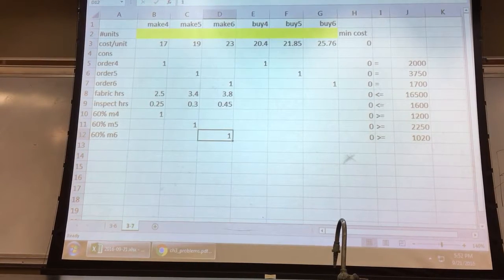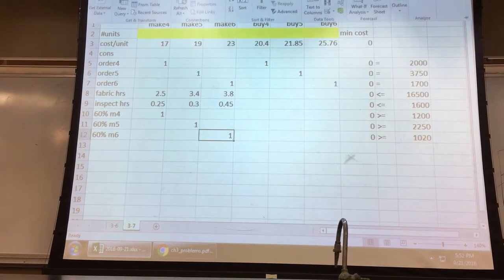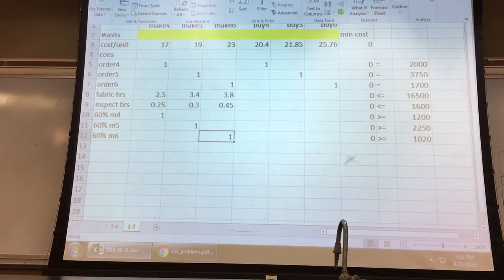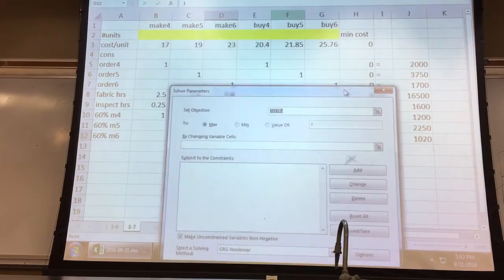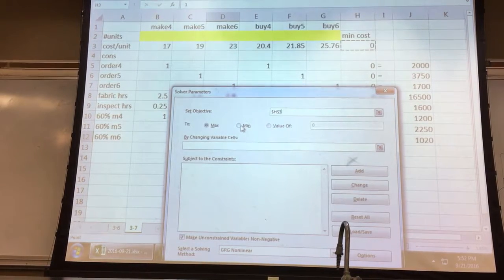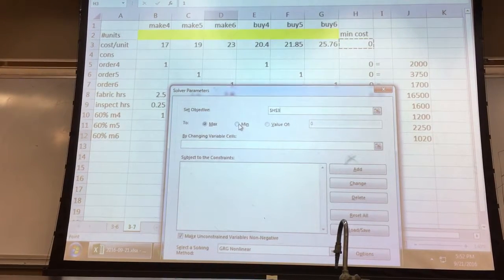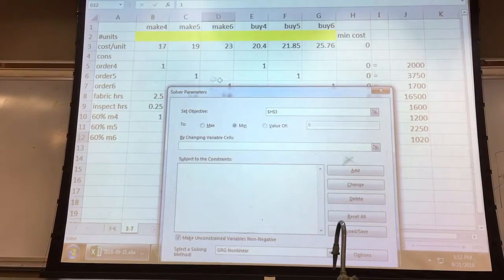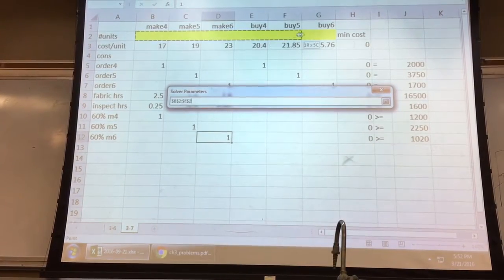And now, of course, you have to take our good old buddy who? Solver. And now you click on min cost. Notice you got to click on this one, min. See min? Okay, I got a lot of students who send me homework that doesn't work. So you click on min.